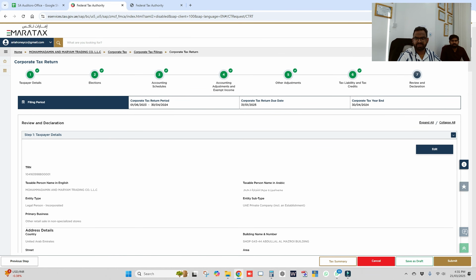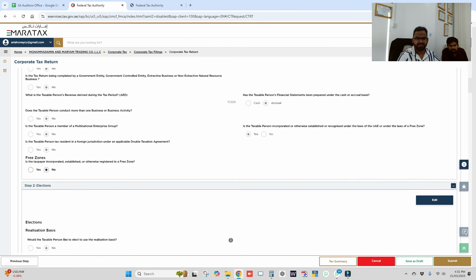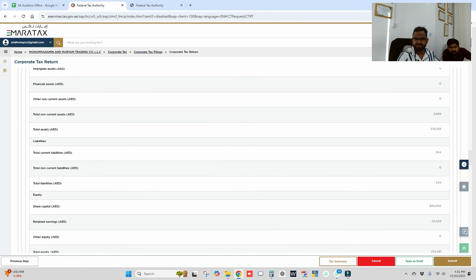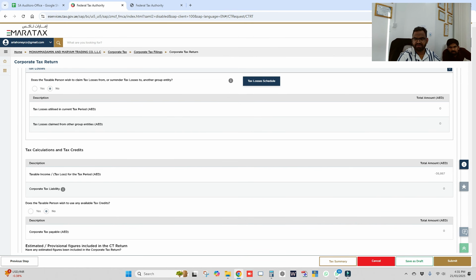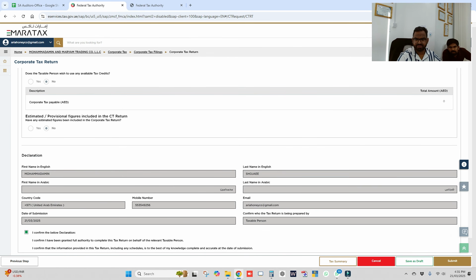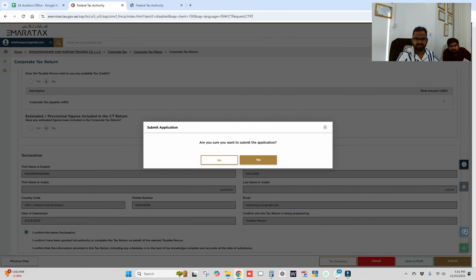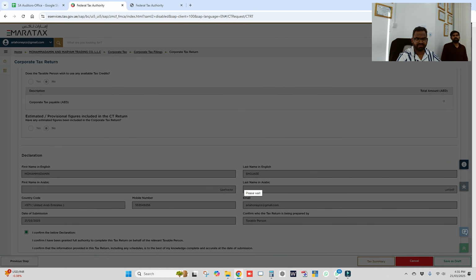Now the last part is the review part, review and declaration. We have to just review all those things, and after that we can submit to the corporate tax. We have to confirm this one. Our tax liability is here 0. Okay, our profit is very low, so we can submit it. Bismillah Rahman. Okay, that's it. Khalas.